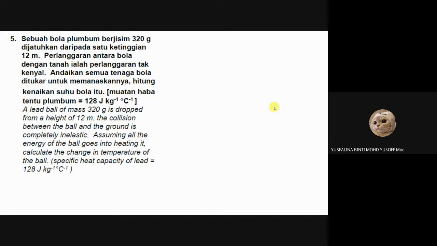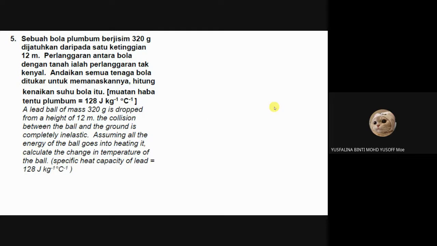So assuming all the energy of the ball goes into heating it, calculate the change in temperature of the ball. It means you have to find the theta here. So when it has a height of 12 meter, what energy does the lead have? What type of energy, based on the position? Yes, very good, Marian. So it has gravitational potential energy. So from the gravitational potential energy, it changed to the heat energy.